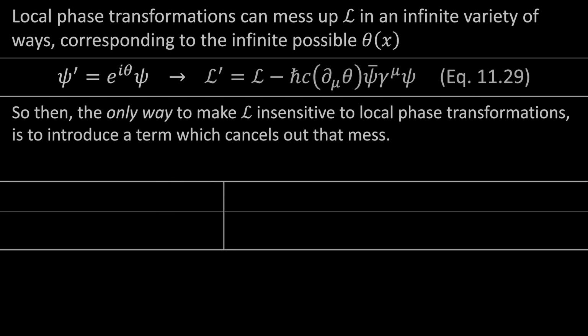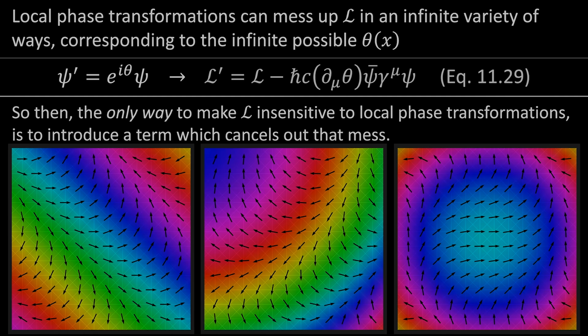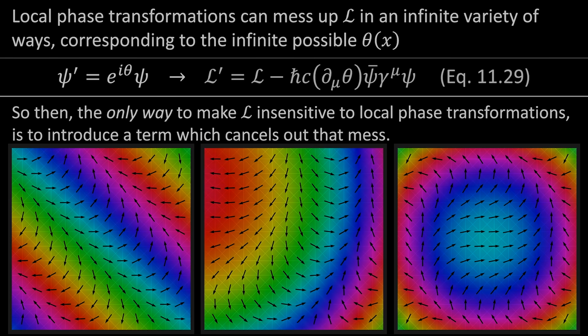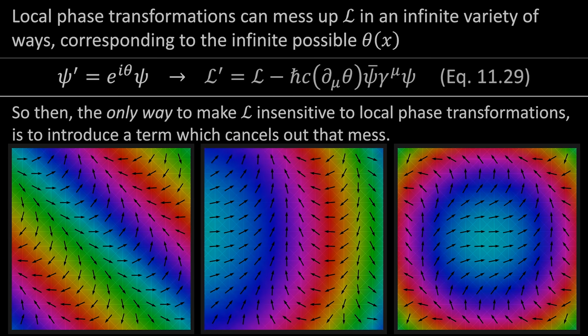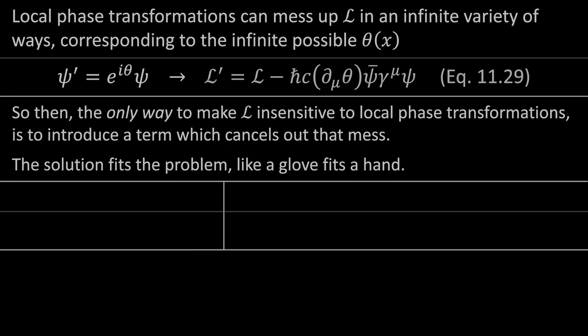At first, this seems overwhelming because of the infinite variety of phase fields we can use to mess up the Lagrangian. How can we possibly correct for all of these possible things? But that infinite variety is actually helpful because it means that the solution to the problem has to fit the problem like a glove fits a hand. In other words, we don't have to think about any particular phase field and come up with some complicated, contrived solution which accounts for multiple different categories of phase transformations. No, we just have to completely erase negative h bar c partial mu theta psi bar gamma mu psi for arbitrary theta. And so that's the answer right there. That's what we have to do. We have to erase that term.